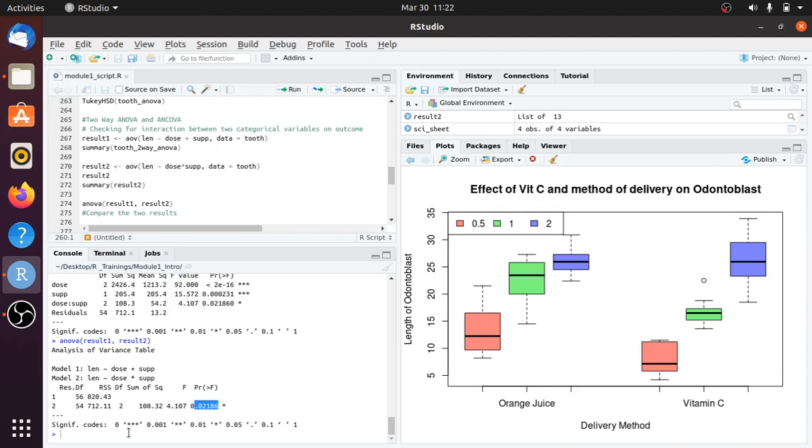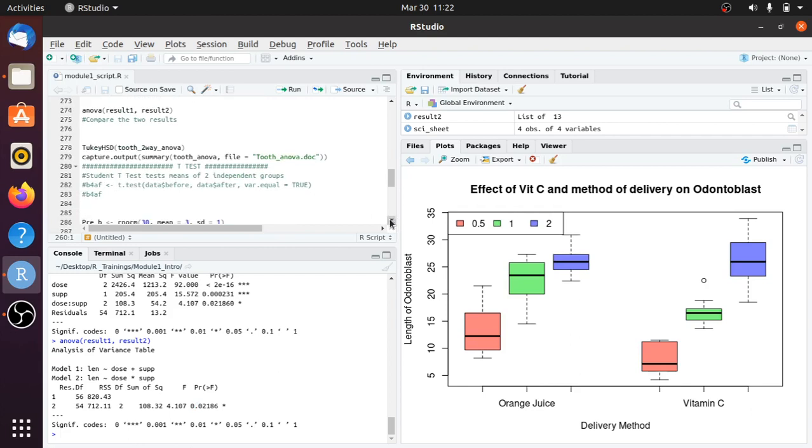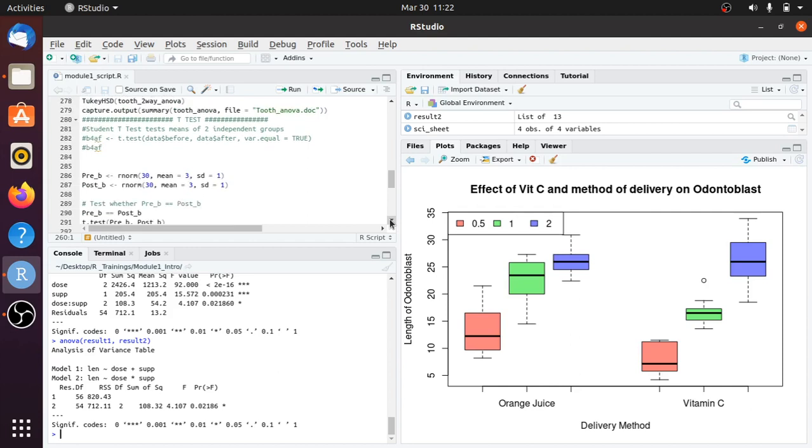Okay, so let's see. Applied that. Then if you want to use Tukey HSD, also use Tukey HSD on that, just like we did before. Now let's talk about the t.test, the Student t-test. There are different types of Student t-test. You could have a paired t-test and you could have an unpaired t-test. We'll look at both of them.